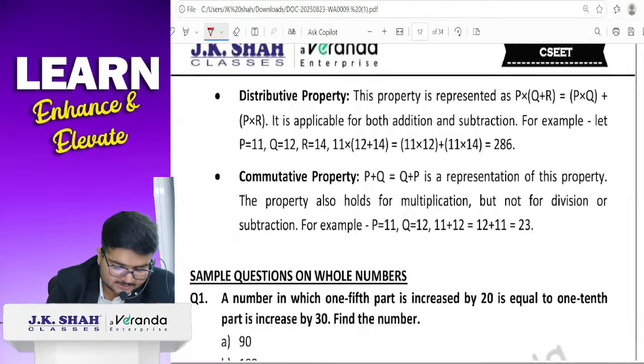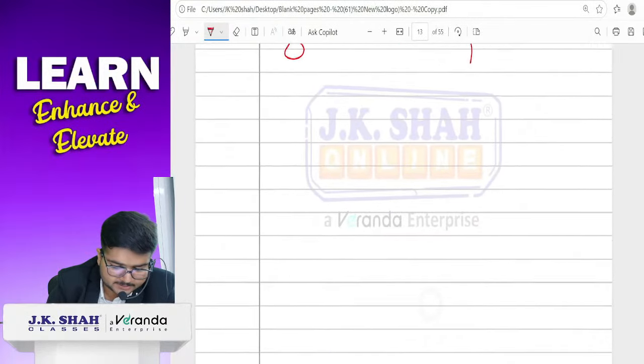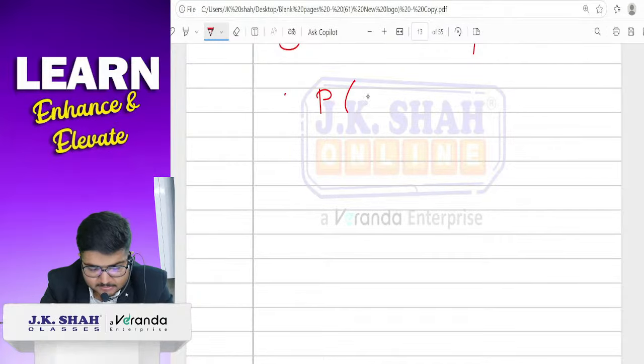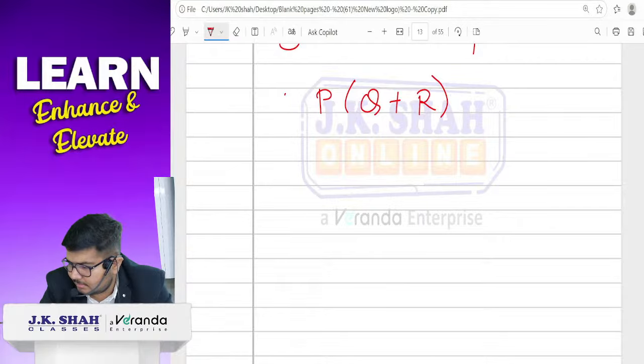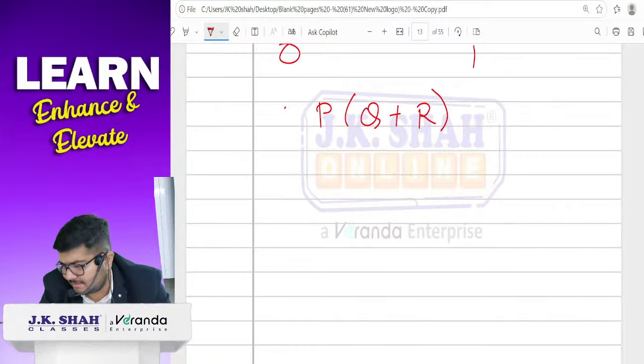Understood? Let us take next property, that is called distributive property. What is distributive property? Please understand what is distributive property. So you must have learnt in your previous standards about a multiplication that you should be doing, right, in your previous standards? When teacher tells you to multiply this bracket, solve this question, how would you do that?